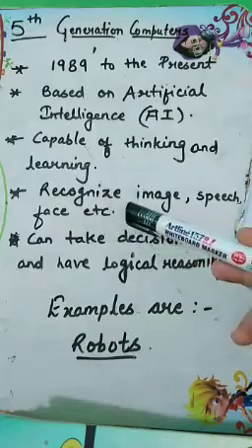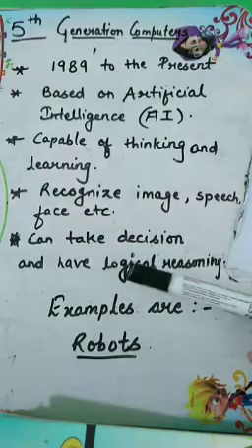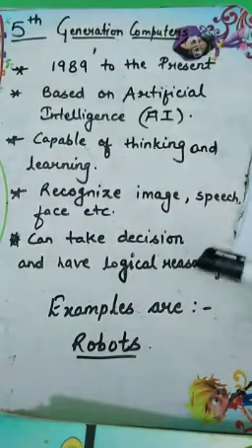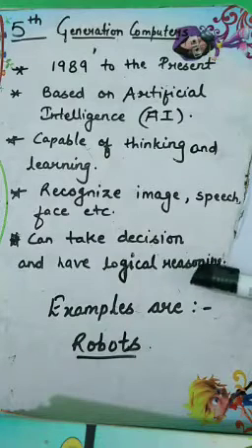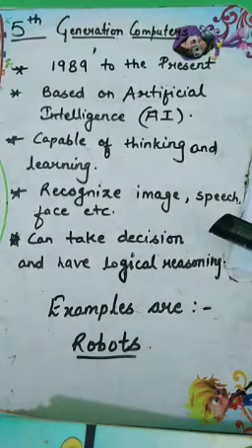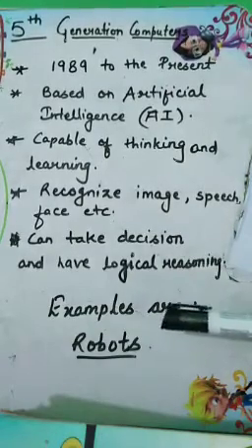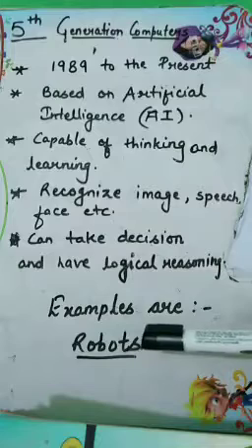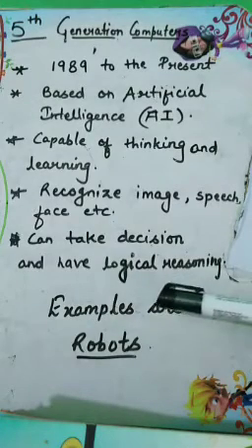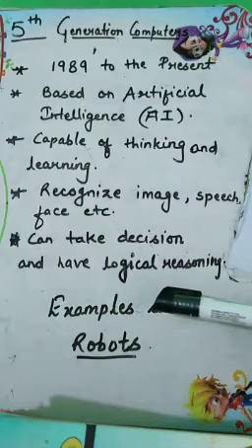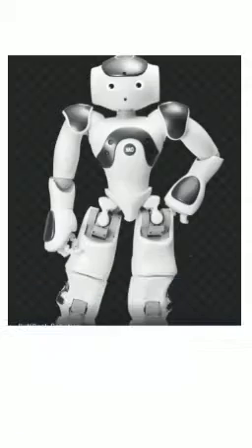of the users. Next feature is that they can take decisions and have logical reasoning to sort out any program or any problem. Means they will have the power of human intelligence. A few examples of fifth generation computers are robots. They can take decisions of their own and can respond in a natural way. Means they are based on artificial intelligence.